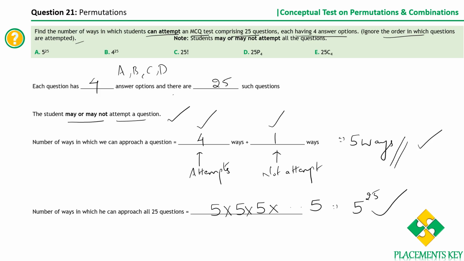It is a very important question. Most of the students mark 4 power 25 as the answer, which is also there in the answer options, right? Which is not correct, because not attempting is also one more way to approach a question. The answer is 5 power 25 for this question.